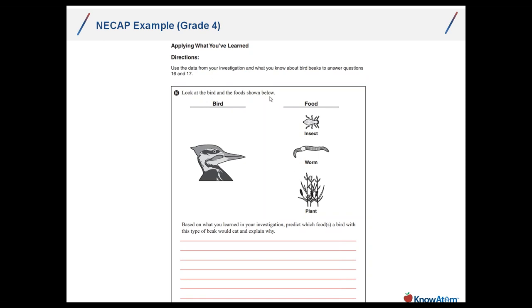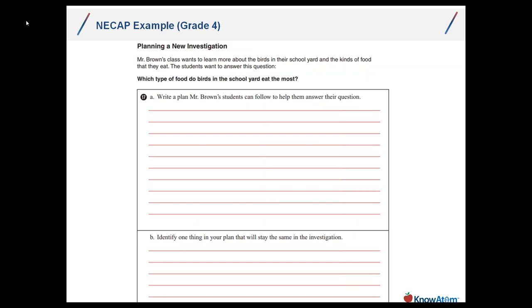Look at the bird and the food shown below. Based on what you've learned in your investigation, predict which food a bird with this type of beak would eat and explain why. Oh, so based on the task, based on the data I collected, based on the scenario that we were thinking about in Mrs. Brown's class, can I generalize what I've learned now to look at a picture of a bird with a specific shaped beak and generalize, based on the data I collected, which type of food it would be able to pick up or most likely eat? Okay, so now we're making another step forward. It's not just about picking it up, it's eating it. Because if you can't pick it up, you can't eat it. Sort of the implication there.